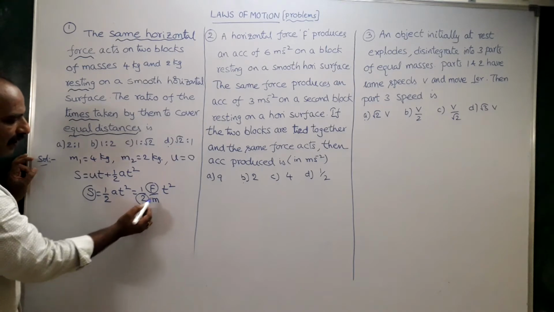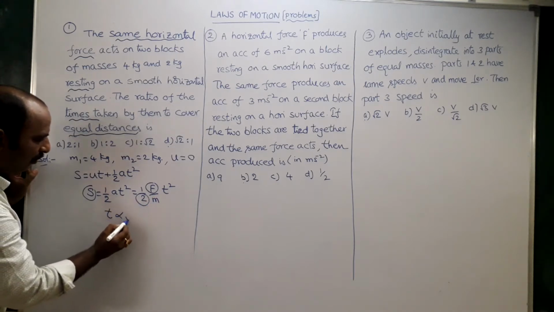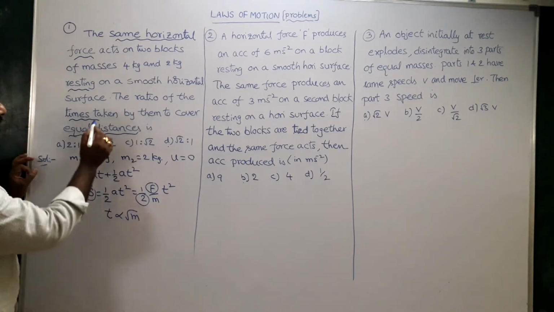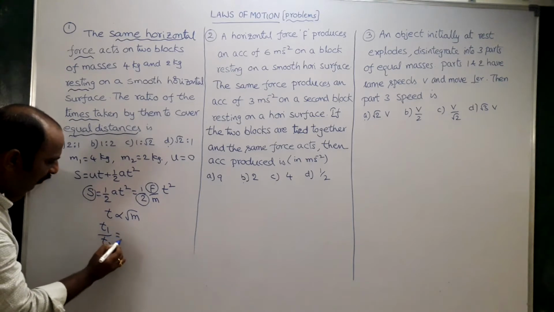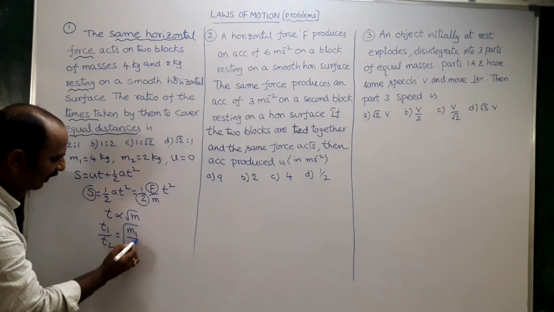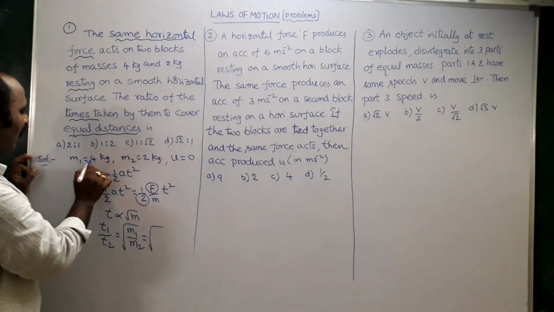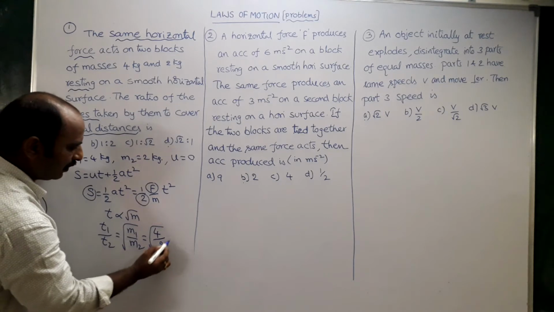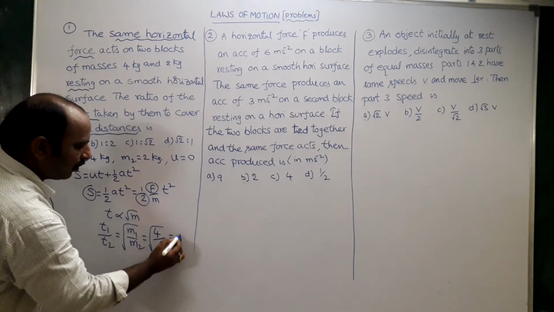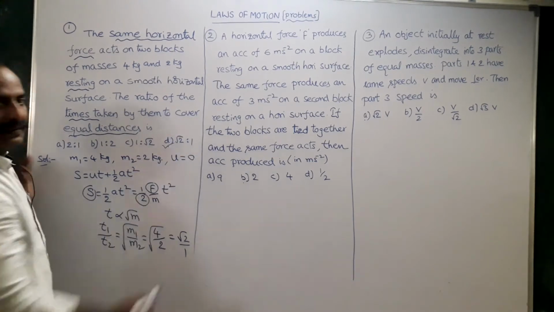Now write the relation between t and m, that is t proportional to root m. Now the ratio of times, that means t1 by t2 is equal to root of m1 by m2. This is equal to root of, m1 value is 4, by m2 value is 2. This is root 2 by 1. So option D is correct.